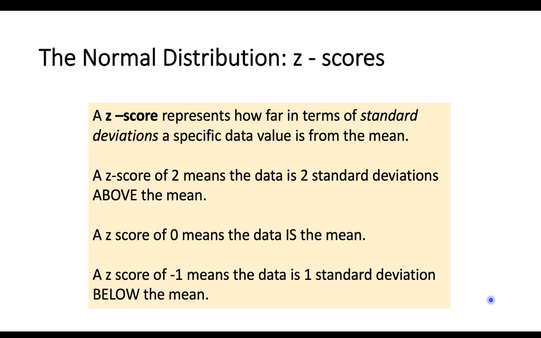So a z-score represents how far in terms of standard deviations a specific data value is from the mean. So that means if you have a z-score of 2, that means that piece of data is 2 standard deviations above the mean. If the z-score is 0, that means you're at the mean. And if the z-score is -1, that means you are 1 standard deviation below the mean.